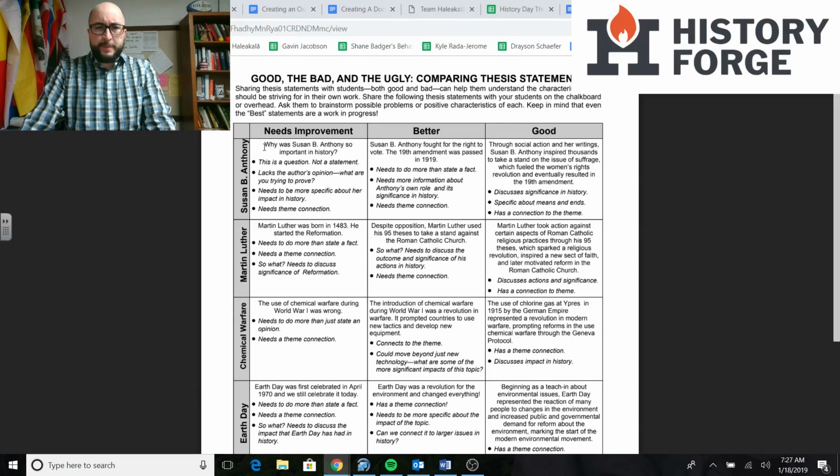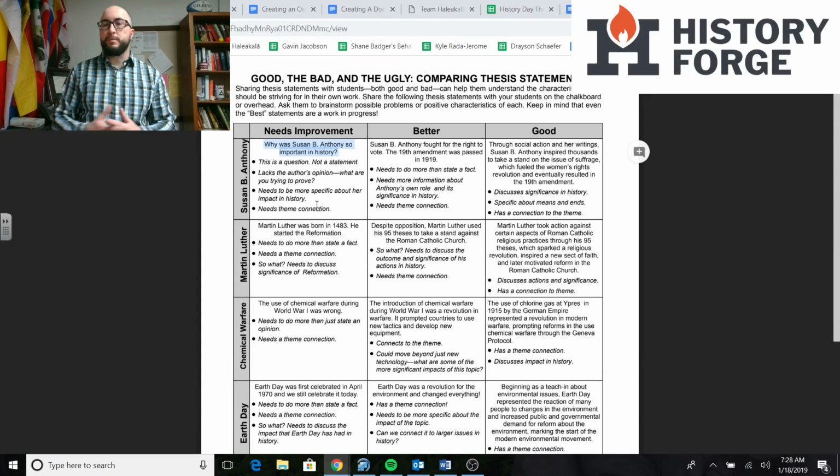The theses are on top, right? So like right here, for example, I'm kind of highlighting it. This one: why was Susan B. Anthony so important in history? So that's something that I see a lot. People will submit questions. And these bullet points talk about what they need to be done, like what needs to be done to improve these things.